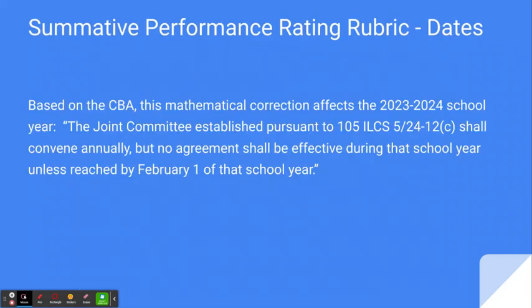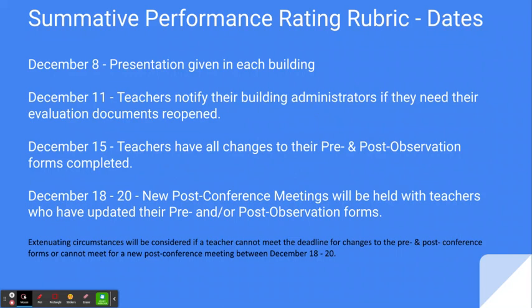This change is effective immediately in accordance with the CBA, which says that any change made by the Joint Committee involving evaluation needs to be made by February 1st of that school year. However, we're also aware that based on this mathematical correction, there may be some teachers who want to complete questions on their pre- and post-observation forms, as well as Form H, that they chose not to complete earlier in the year when they were formally observed.